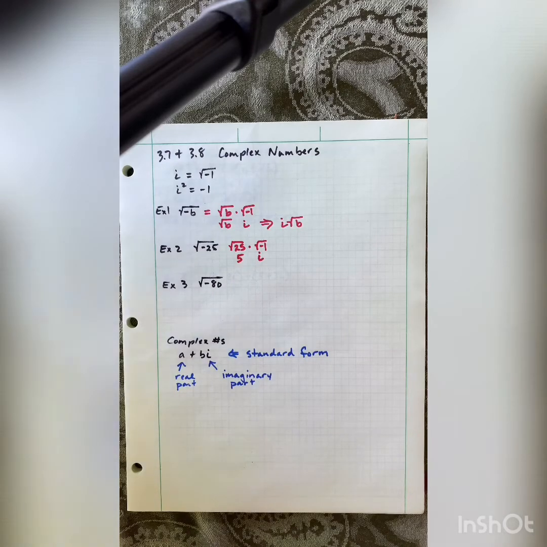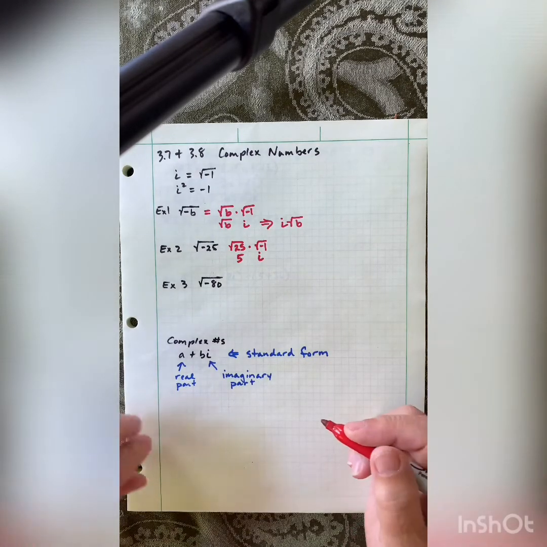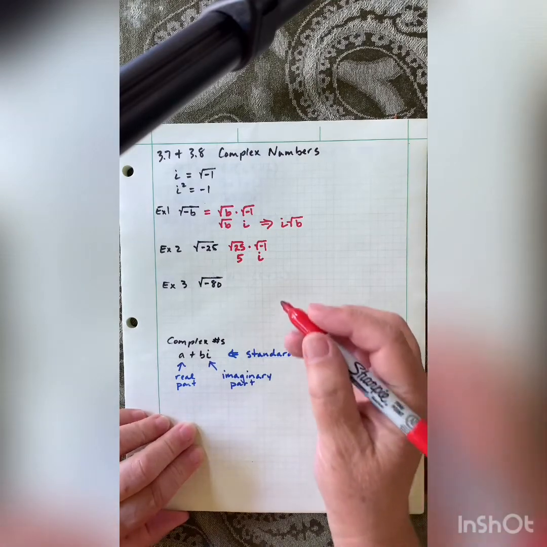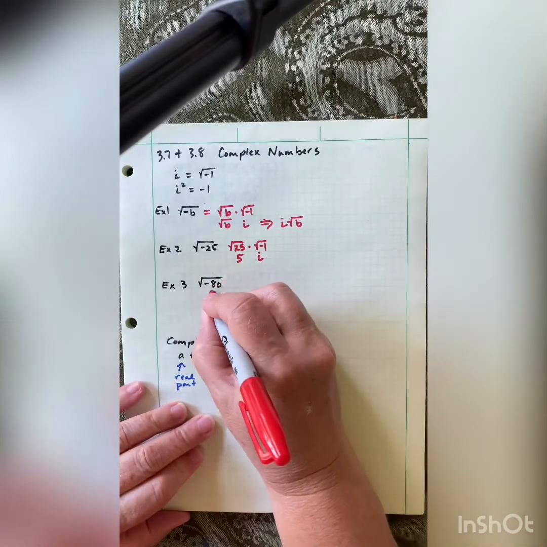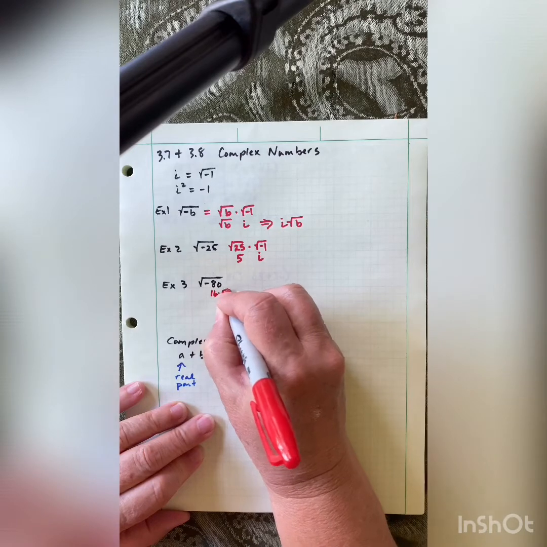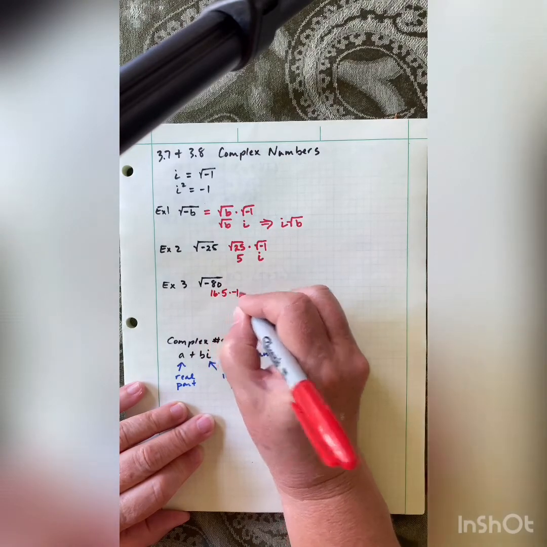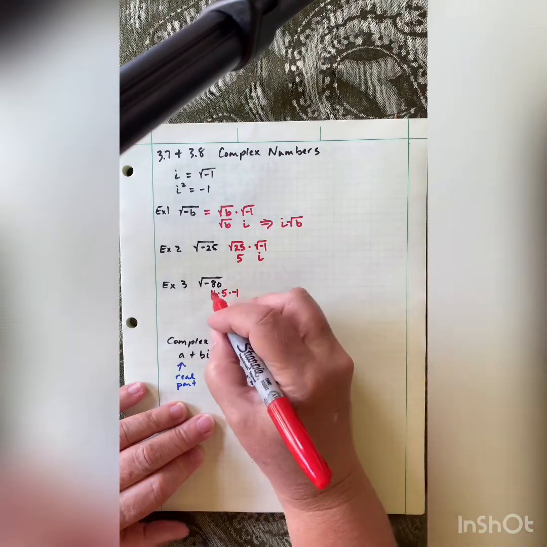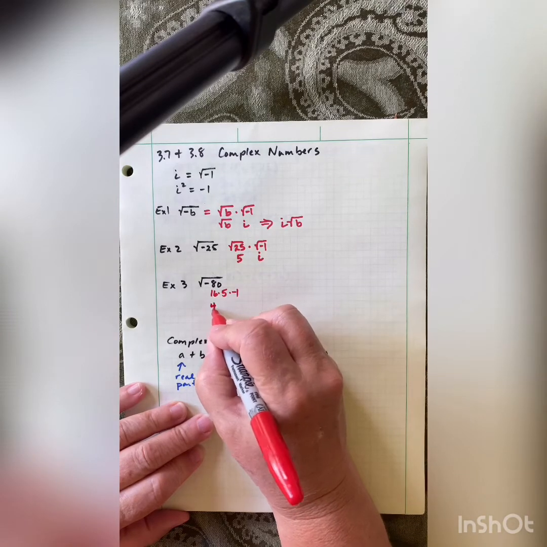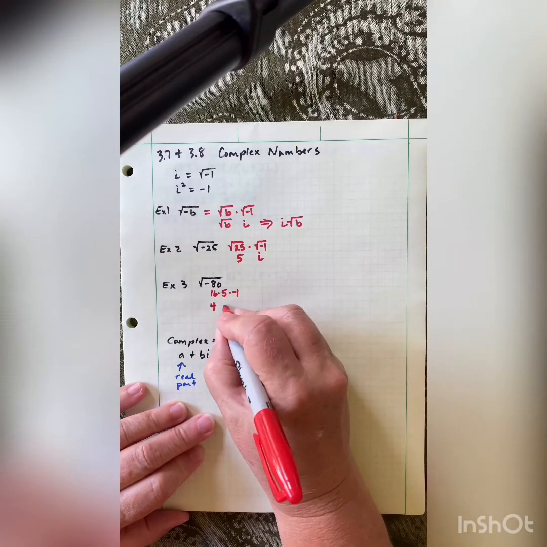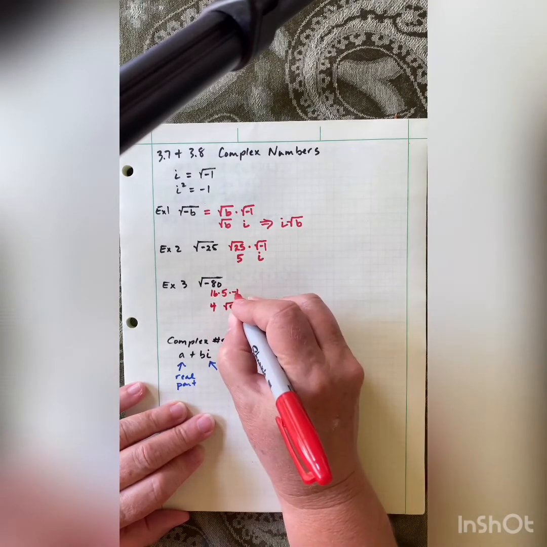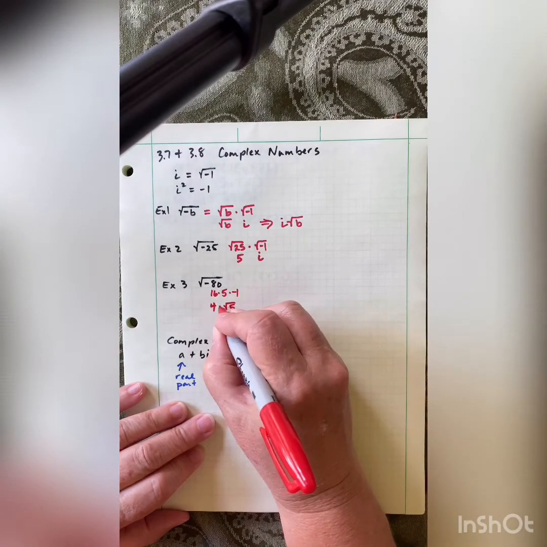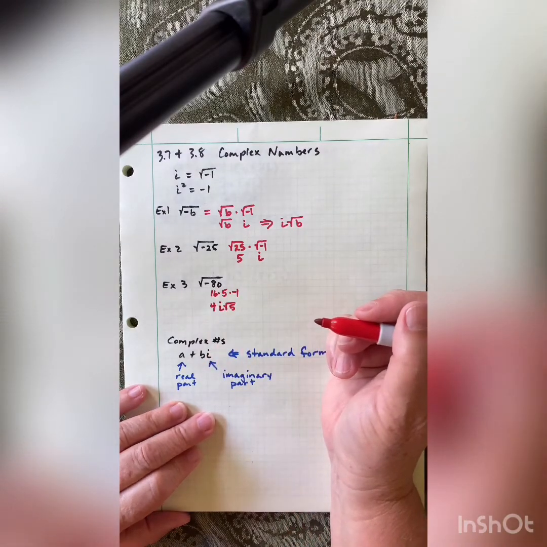Okay, so square root of -80. We can simplify this like we have other problems, okay? So that 80 is really 16 times 5, and then times that -1. So square root of 16 is 4. Square root of 5, I can't do a thing with it. Square root of -1 is i. So this will be 4i square root of 5.